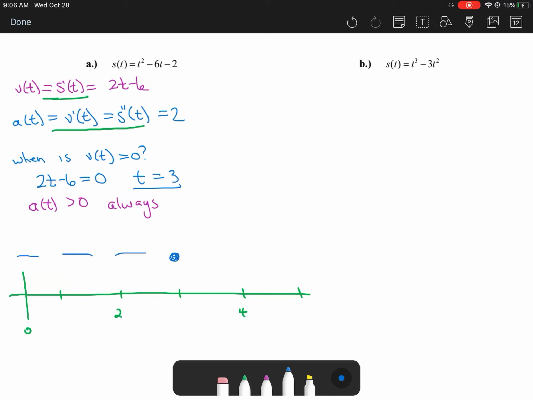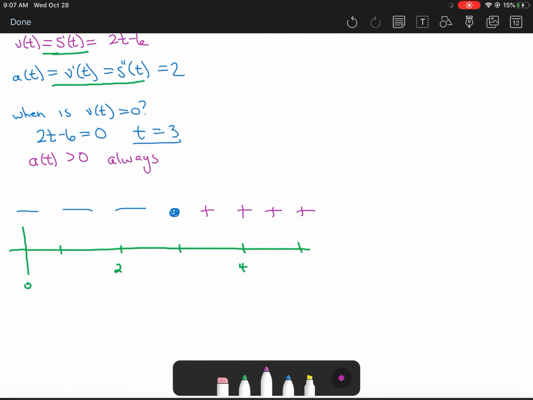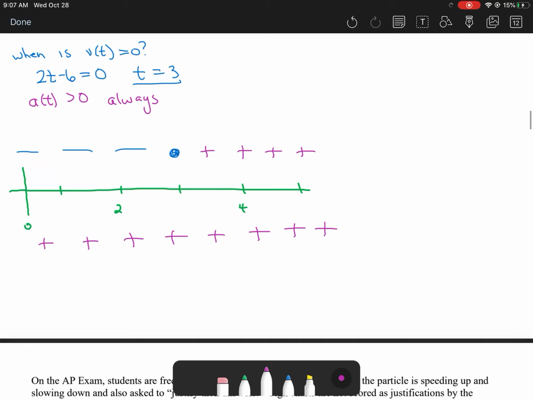Now we're going to do the same thing. I want to pick a value bigger than 3. Your velocity, I'm going to plug it in there. So I plug in a number bigger than 3, I get a positive, and there we go. Okay, so now on the bottom, I'm going to do acceleration. Acceleration is always 2, so it's always positive, so this is all positive here.